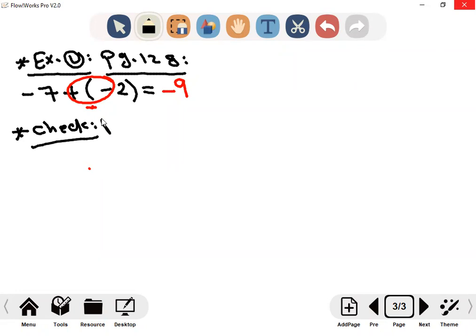Check page 128, right? Read, Murad. Yes. Negative 11. No, not 8. 7. This is 7.